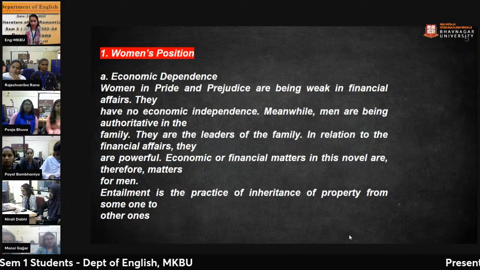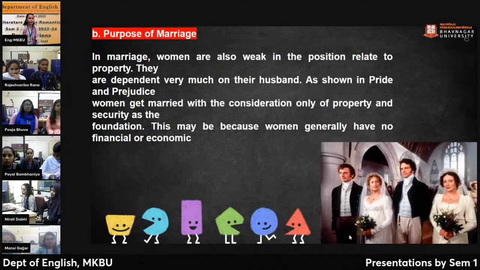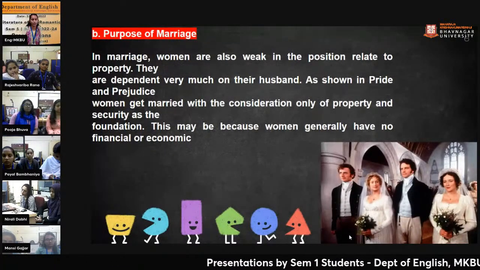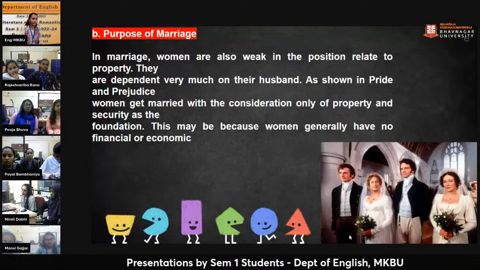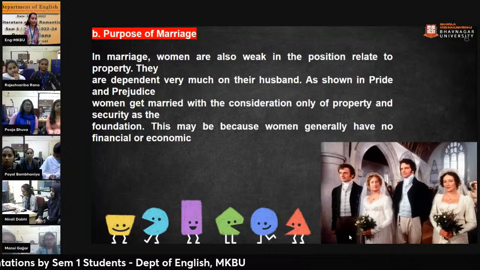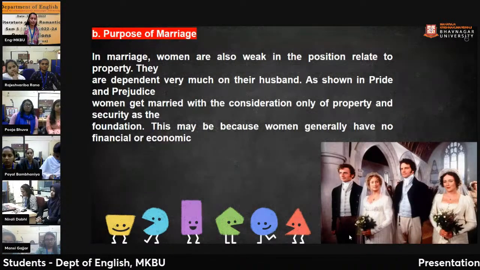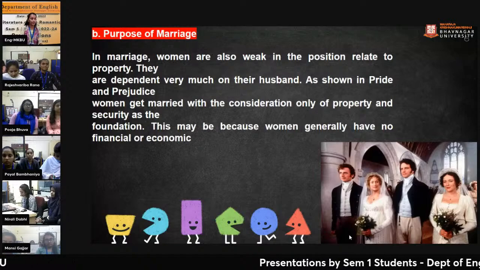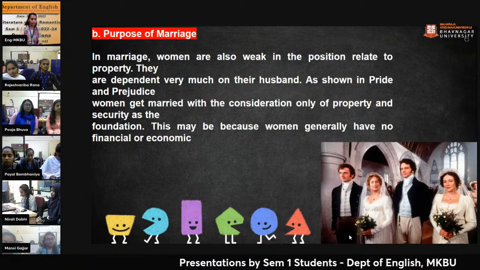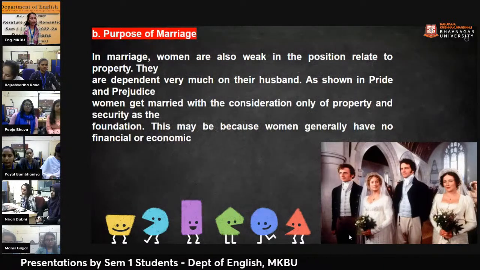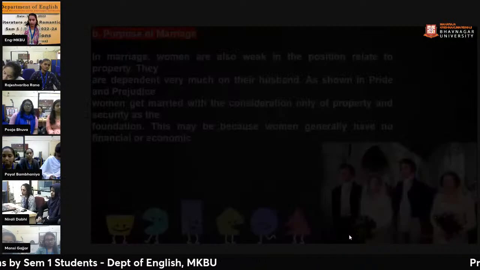In Pride and Prejudice, the purpose of marriage. In marriage, women are also weak in position related to property. They depend very much on their husband. As shown in Pride and Prejudice, women get married with the consideration of only property and security as the foundation. This may be because women generally have no financial or economic independence.